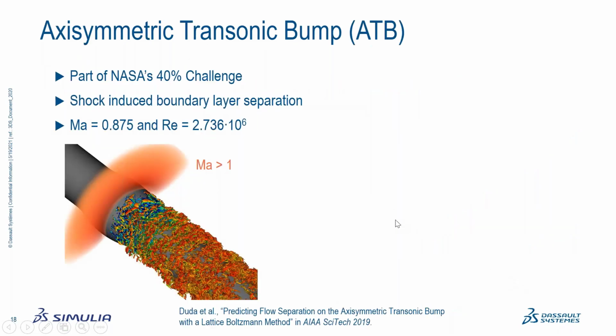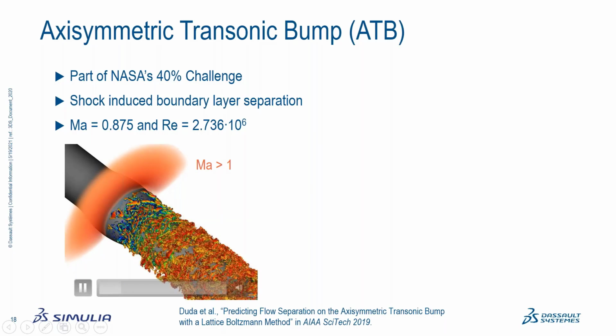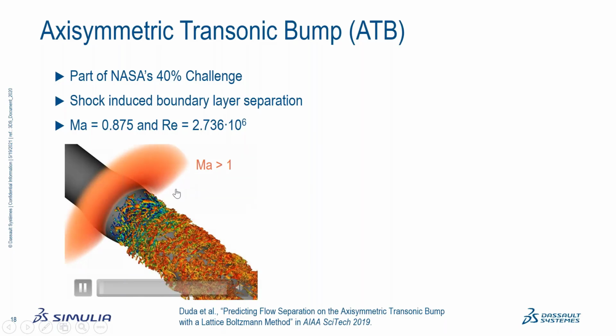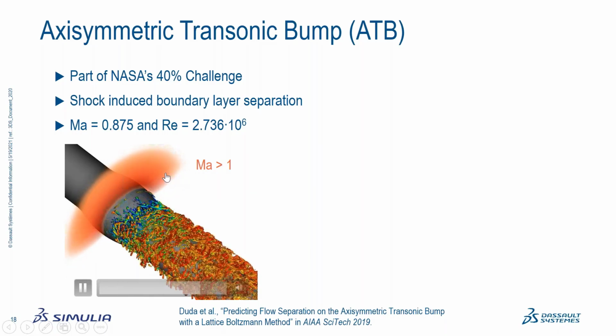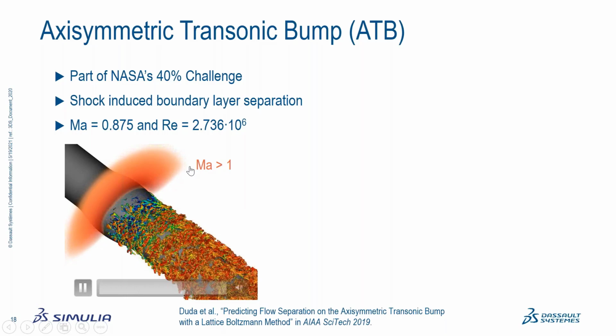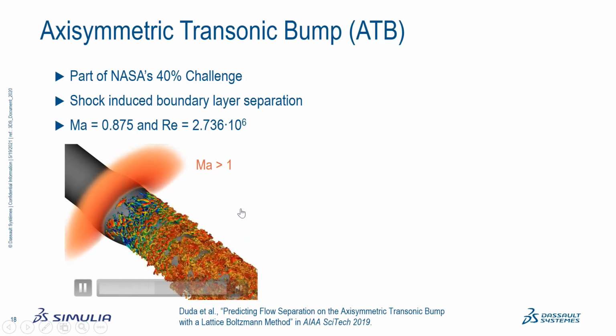Now coming to another interesting test case, which is the axisymmetric transonic bump. This is again part of NASA's 40% challenge. And what we are now encountering is a shock-induced separation. I'm going to play this animation here. What you can see is the flow over a cylinder, on the outside of the cylinder, and where we have a transonic flow region where Mach is greater than 1, we have a shock, and then downstream of the shock, the flow is separating.